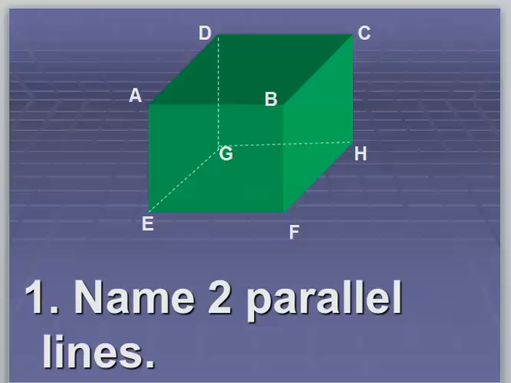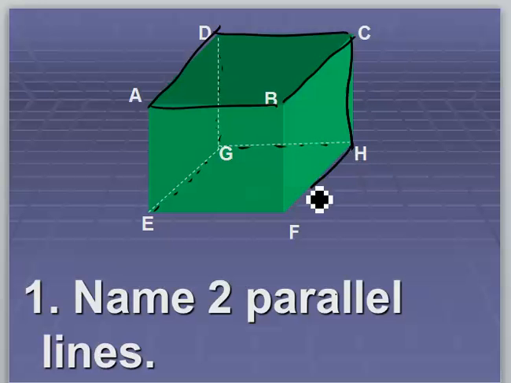Okay, so we're going to use the edges of the box. So things like segment AD, segment DC or CD, segment CB or BC, segment AB, DG, which is dotted because we cannot see it, it's kind of in the back of the box, segment EG, GH, CH, FH, BF, EF, and AE. So those are all of our segments we're using. We're going to use those edges of the box to represent lines. So name two parallel lines.